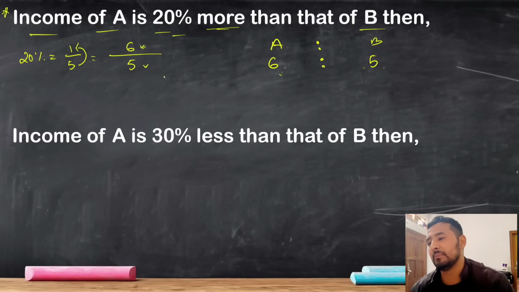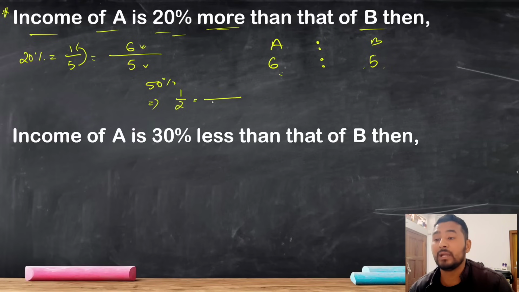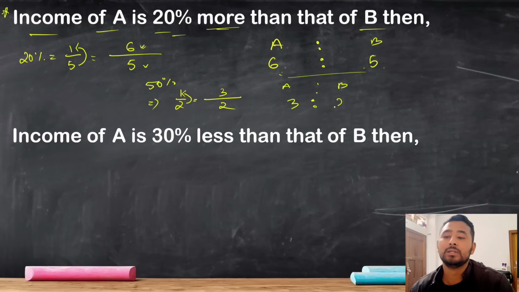Let's see one more example. If I tell you income of A is say 50% more than B, so you know the fractional value of 50% is 1 by 2, right? So how can you write the increase? It is A more, then the denominator will be 2. You will add with the numerator, it will become 3. So A will be how much? In this case, we're talking about 50%, A will be 3, because 3 is more than 2, so B will be 2. Clear? Let's see one more.